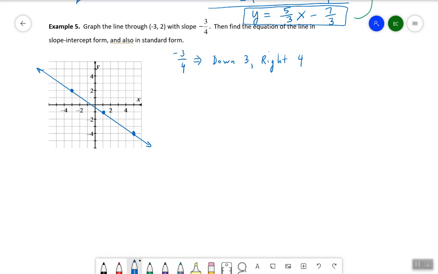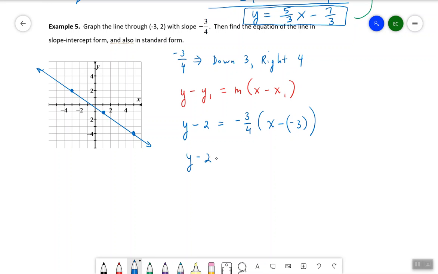To get slope-intercept form, we'll start with point-slope form. We need to memorize these formulas. So one of the best ways to do that is just to keep writing them down every time we use them. So there I've written my formula and I'm ready to plug in: y minus y1, which is 2, is equal to the slope, negative 3/4, times x minus x1, which is negative 3.